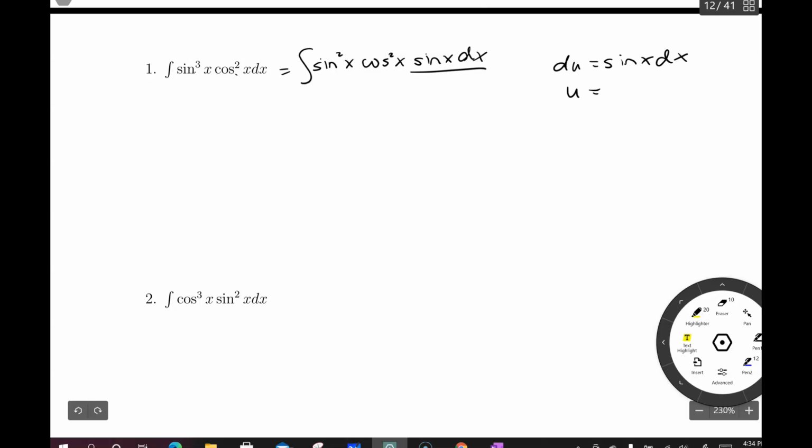And so my u will be cosine. Oh, negative issue. So if I let u equal cosine, my derivative would be negative sine. So I'm going to put the negative right there. So that's how I'm going to suggest that you do this. Let u equal the cosine. You know the derivative is negative sine. Move the negative out there. Then it's not going to cause any problems.